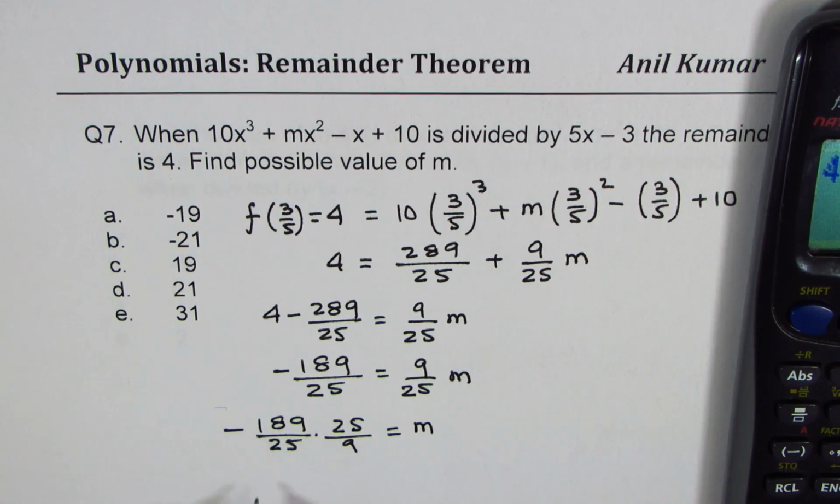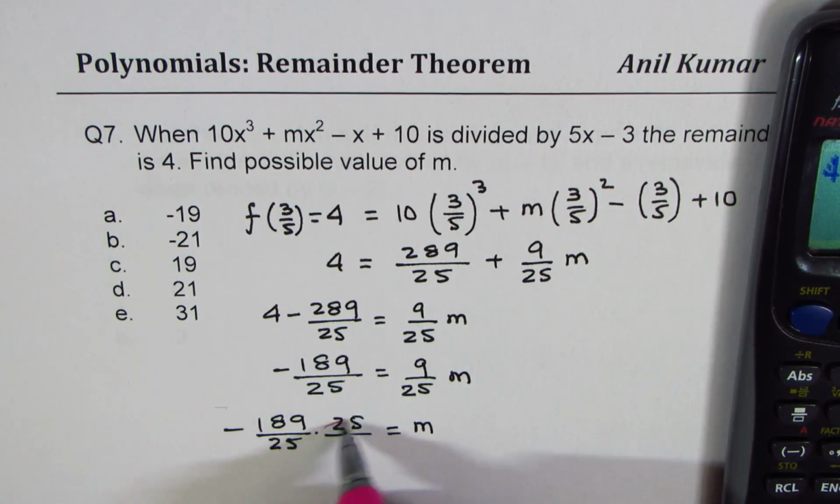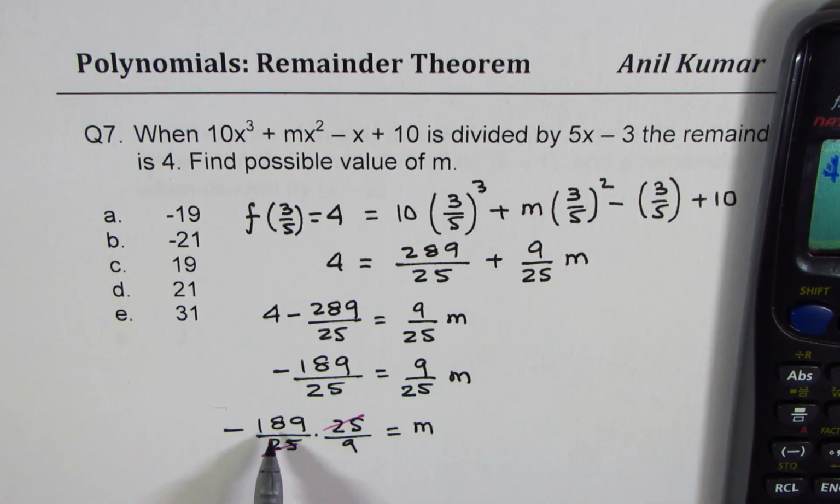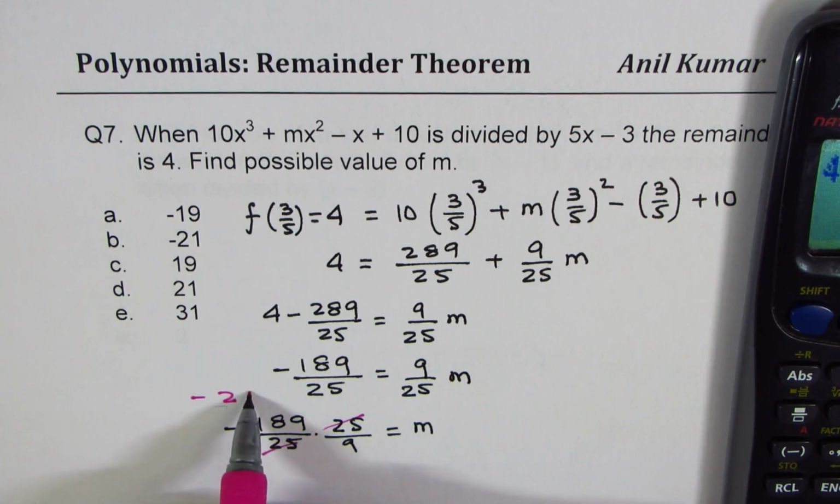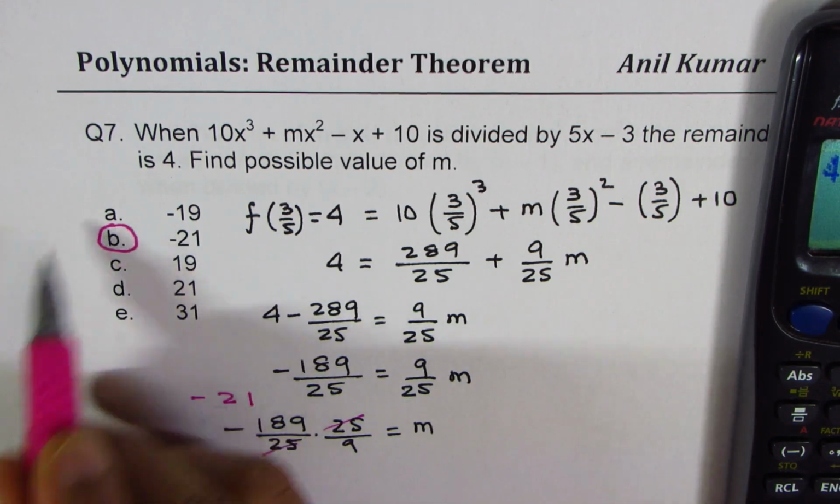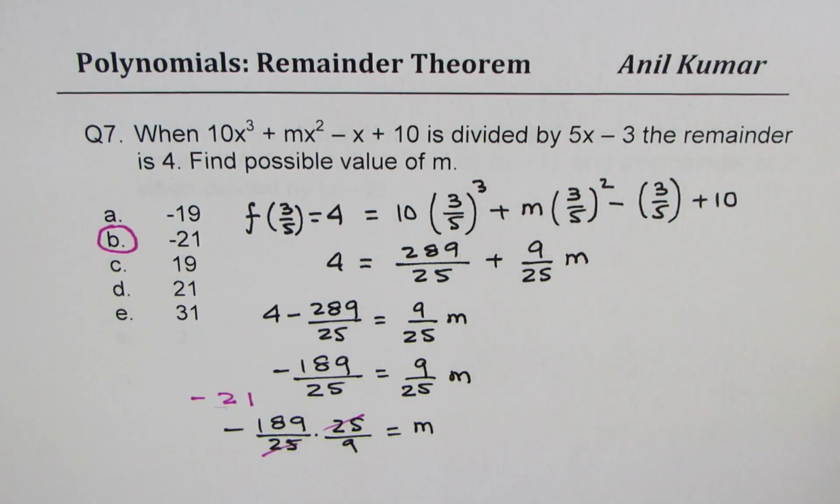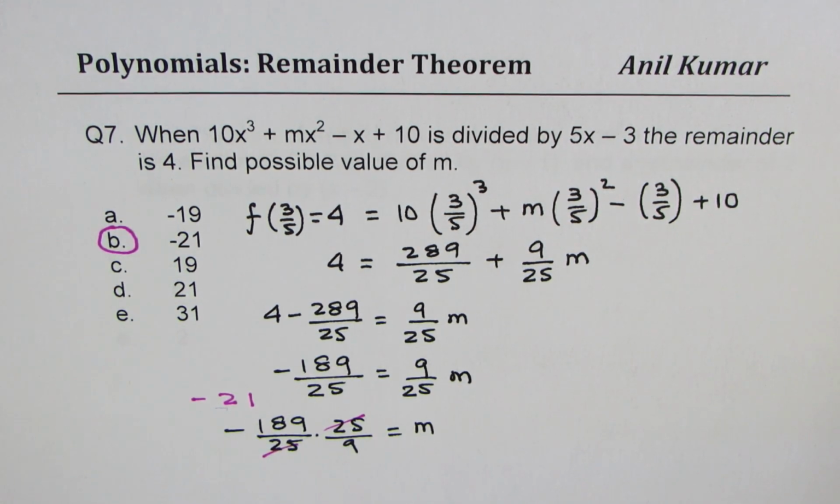So it's a negative value. Basically 25 cancels. So what we get here is, when you divide 9 into 189, we get minus 21. So minus 21 is the right option. Perfect. So that is kind of a tricky question. It involves a lot of calculations. Doing this without a calculator, you may land up with some wrong answers, but be careful. It can easily be done without a calculator also, right?